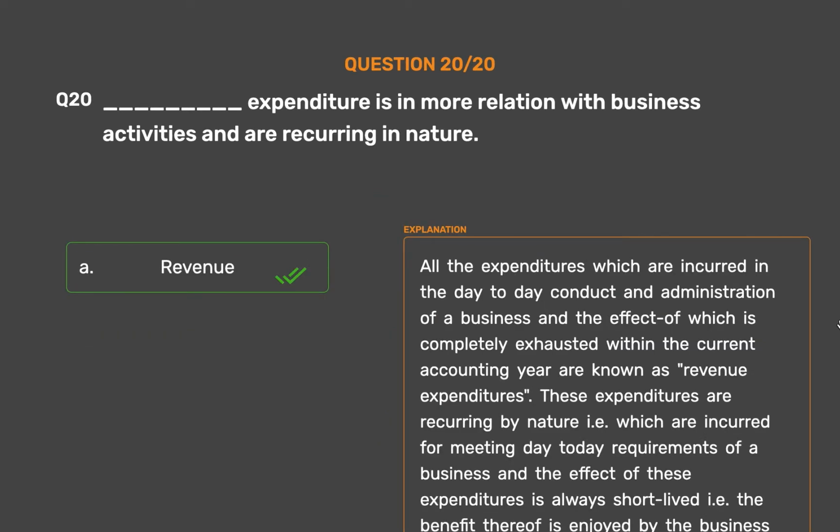Revenue. All the expenditures which are incurred in the day-to-day conduct and administration of a business and the effect of which is completely exhausted within the current accounting year are known as revenue expenditures. These expenditures are recurring by nature, i.e., which are incurred for meeting day-to-day requirements of a business, and the effect of these expenditures is always short-lived, i.e., the benefit thereof is enjoyed by the business within the current accounting year. These expenditures are also known as expenses or expired costs. For example, purchase of goods, salaries paid, postages, rent, traveling expenses, stationery purchased, wages paid on goods purchased, etc.